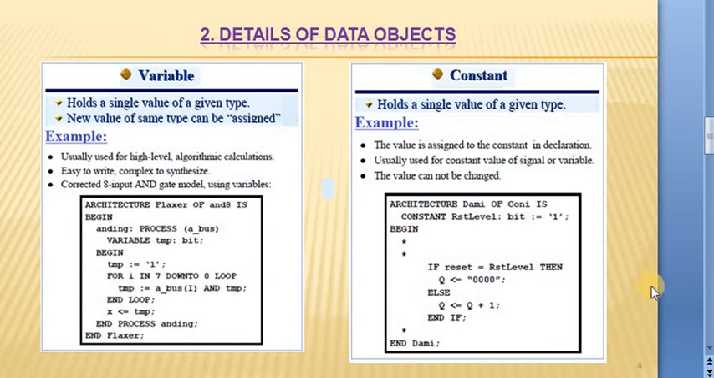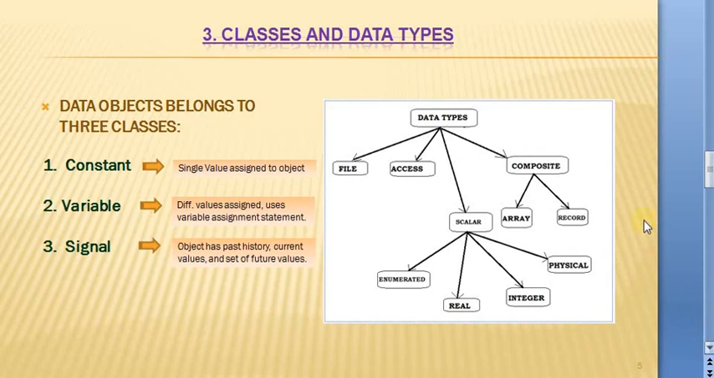Now let's move to the next slide for the study of classes and data types. So what is the meaning of class or data object class? It is basically that part to which every data object belongs. So what is the meaning of this statement?